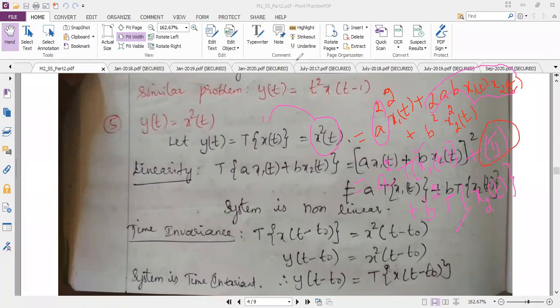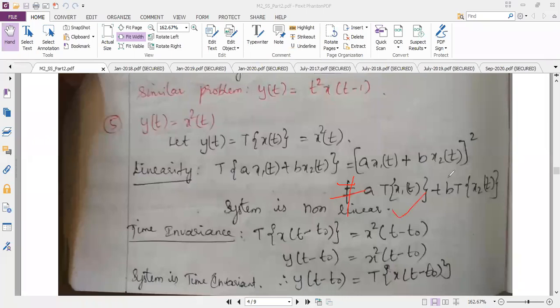So because of that, I have written the conclusion. I have not expanded in my notes, but I have proved why we are writing not equal to, because of the reason which I have told in my expansion. So it is not equal to a into T of x1 of t plus b into T of x2 of t. Therefore, the system is non-linear. I think this is the first problem we are seeing. It is non-linear.